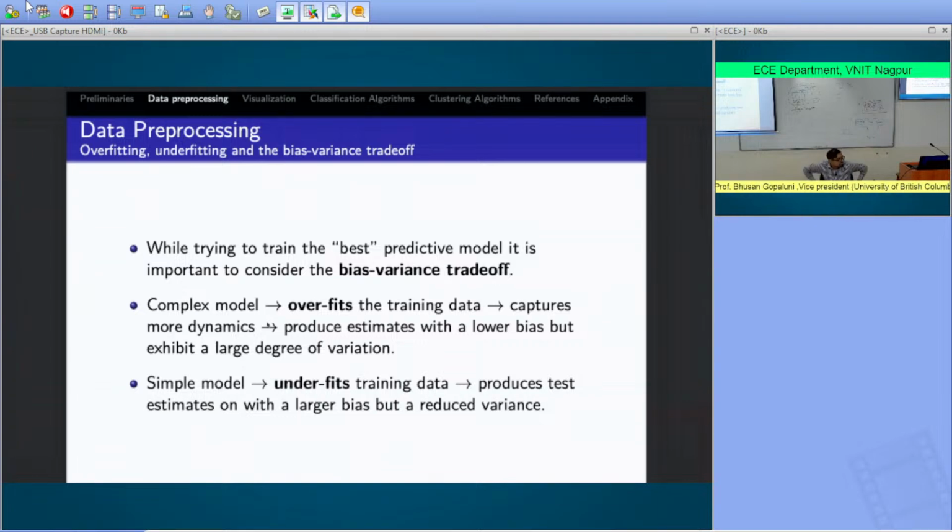Okay, let's see how much time we have. 15 minutes more, and that's perfect timing because I can talk about the bias and variance trade-off.